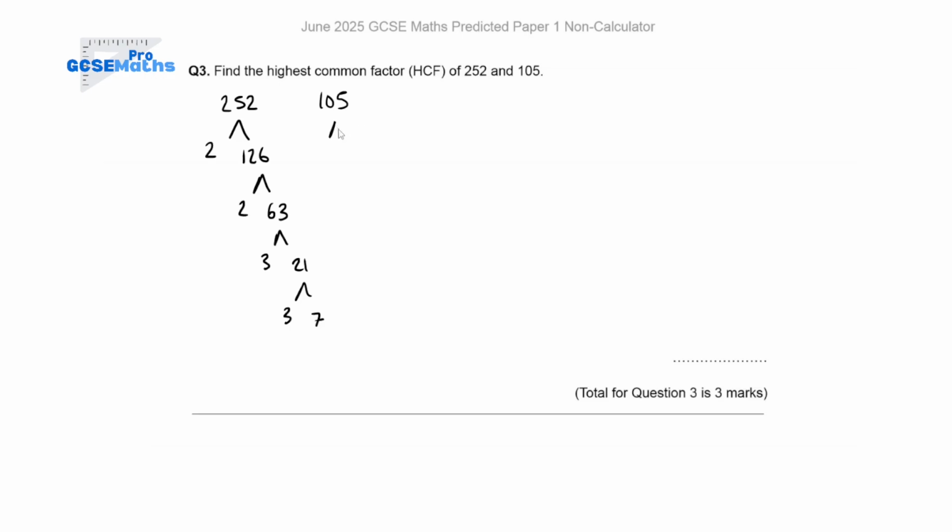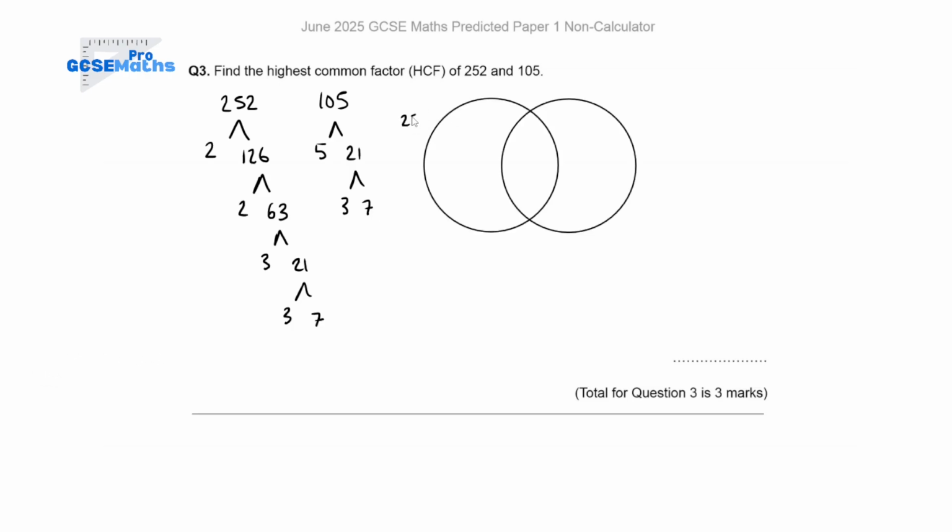105 is not even, so I'm going to start with 5, 21. Now I can do 3 and 7. Now I like to use the Venn diagram method to figure it out. So I just scribble 2 circles really quickly, and then the middle bit is the numbers they have in common. There is a pair of 3s and also a pair of 7s. That's the only thing in the middle.